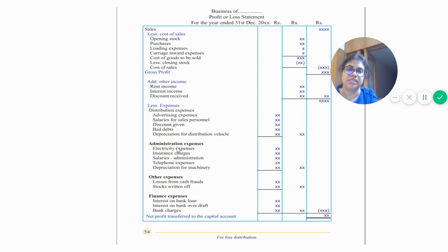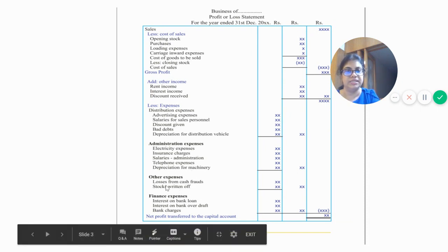Then administration expenses: under that, electricity, insurance, salaries for administration staff, telephone expenses, depreciation for machinery. There can be some machines like photocopy machines, fax machines, and other kinds of machines, computers and all. So they also get wear and tear during the accounting period. For them also you have to calculate when you are preparing the profit or loss statement.